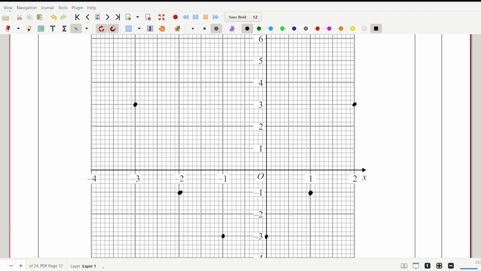Be careful, x squared in general is concave up, while minus x squared is concave down. Here we have x squared positive, so it will come from here but in a curved way. Be careful once you are drawing.